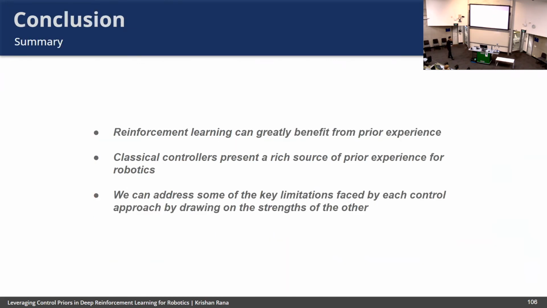So, okay, in summary, hopefully there are three key points that you got across from this presentation. That reinforcement learning can greatly benefit from prior experience. Classical controllers present a rich source of prior experience for robotics, and we can address some of the key limitations faced by each controller by drawing on the strengths of the others. So it's not only from the RL perspective, it's also from the classical control perspective. Maybe reinforcement learning can help us solve some of the challenges that we face there.